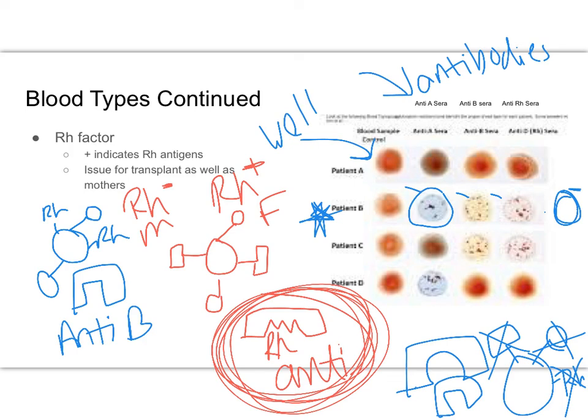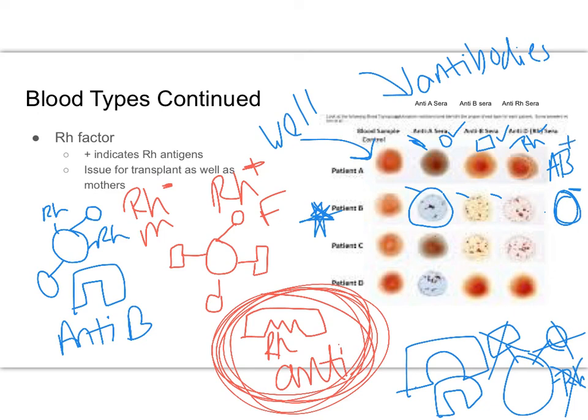Okay, so hopefully you paused it and now you're checking to see if you got them correct. So let's look at patient A. In patient A, I have a definite clumping happening in the A well, which means I had A surface markers and I attacked them. I'm also getting a clumping in the B well, meaning I had those and I attacked them. And I'm getting a clumping in the RH, meaning I had that. So this patient would be AB positive.